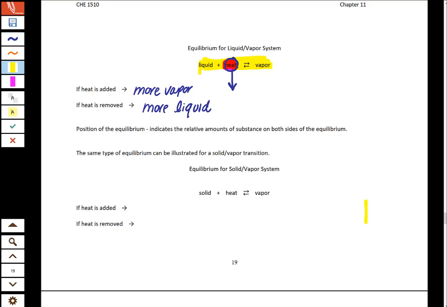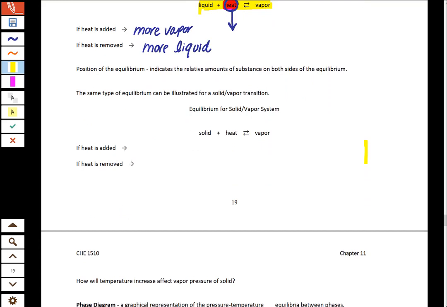If we look at this next example, this solid-vapor sublimation example, in my head, what's happening is that if heat is added, I see a little person just pushing heat into the system, which makes more vapor form. So we get more vapor if we add more heat.